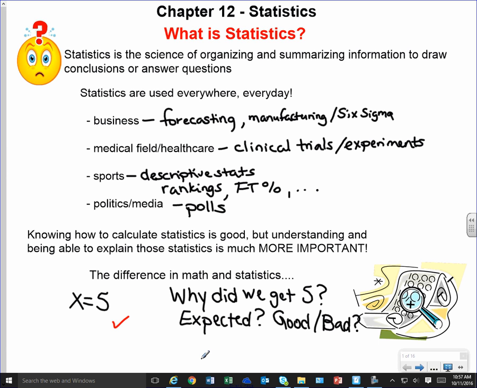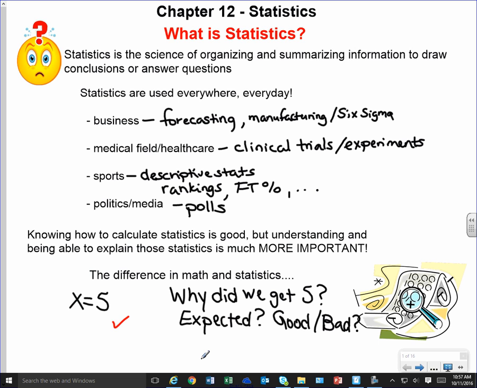So what I want you to understand more from this chapter is how to explain statistics and how to critically think about them, and not necessarily just, oh, I have to memorize this formula or I need to be able to punch this into my calculator, but think more about what does it mean, okay? So what does my answer mean when I get to the end? And that's kind of the difference I see in a math class and a statistics class.